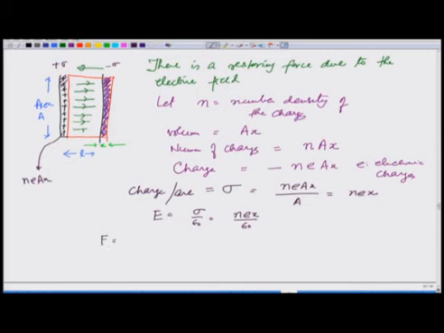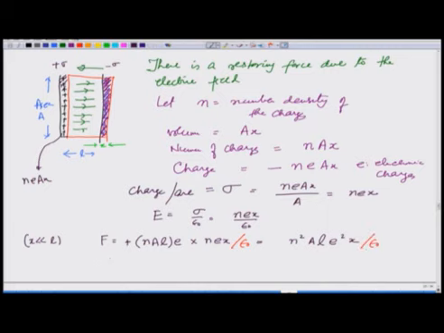Force is going to be the number of electrons, n A l. We are assuming x is much less than L. N A l times the charge e. I can put a minus sign, but since we are only calculating the magnitude, I can put a plus, times the electric field, which is n e divided by epsilon 0. So, this is going to be n square A l e square x divided by epsilon 0.